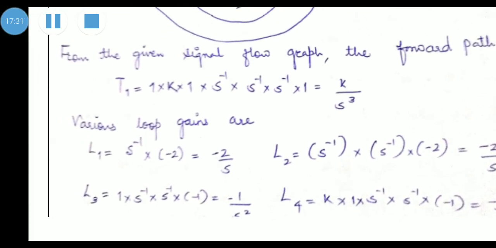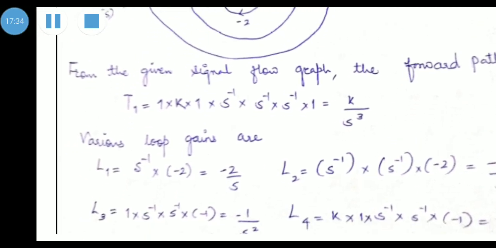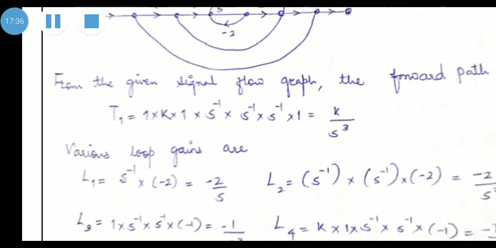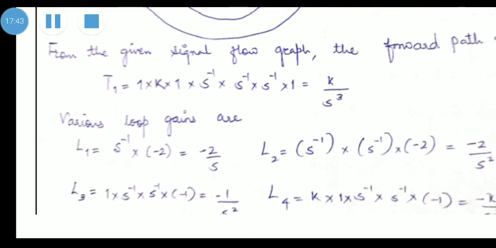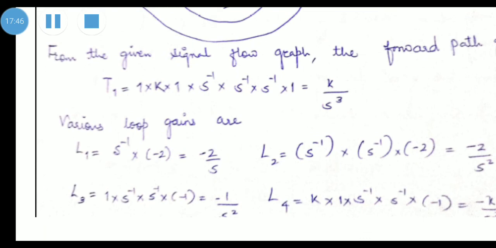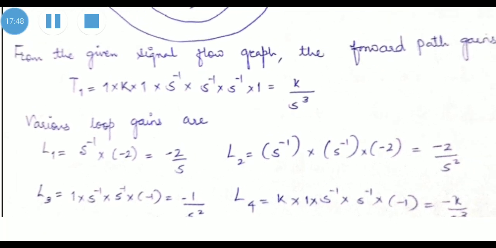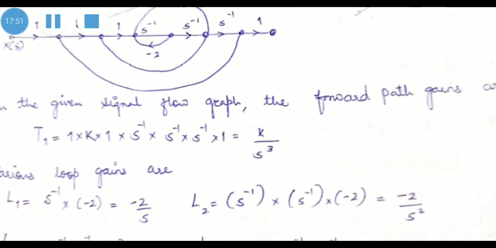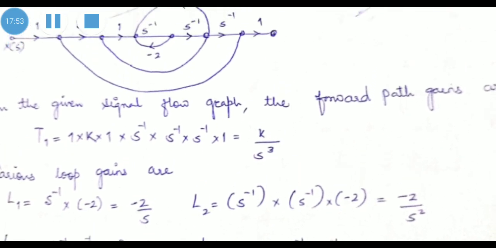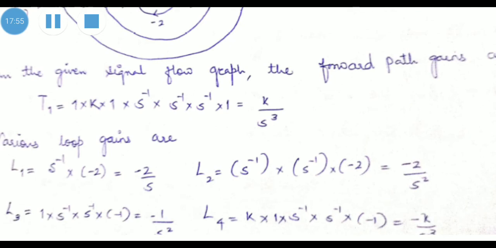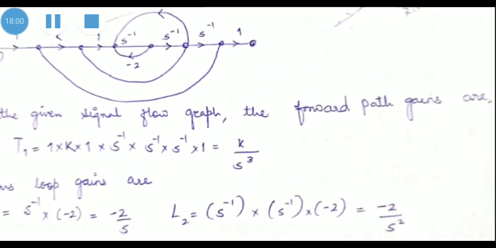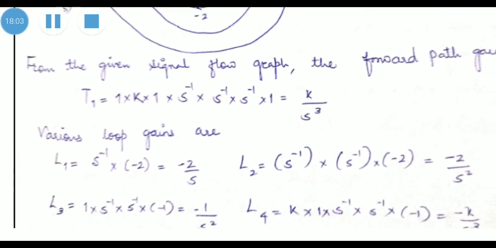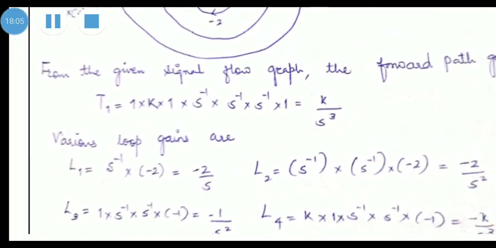L3 is 1 into s raised to minus 1 into minus 1. These are minus 1 here, this is minus 1, this is minus 1. So it is minus 1 by s square. L4 is k into 1 into s raised to minus 1 into s raised to minus 1 into minus 1. So the fourth loop, you can see there are 4 loops only. So minus k by s raised to 3.